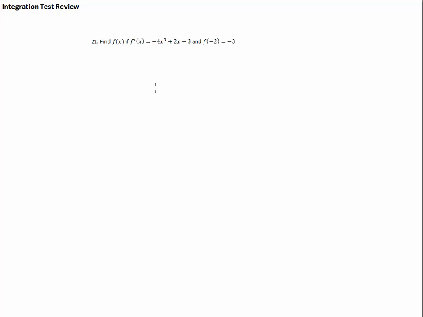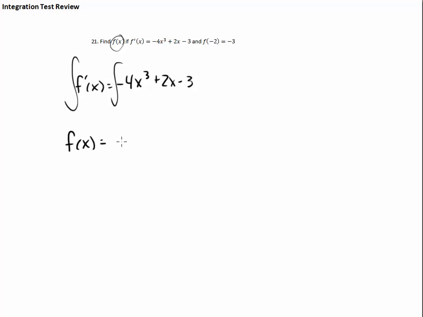All right, 21. We are trying to find the original function f if I know for a fact that the derivative is this, and I know this is true about function f. So I know f prime of x is equal to -4x cubed plus 2x minus 3. I'm just trying to find the original function. So let's take the antiderivative of both sides. This becomes f of x. This is going to become -x to the 4th plus x squared minus 3x plus c. This is the general solution.